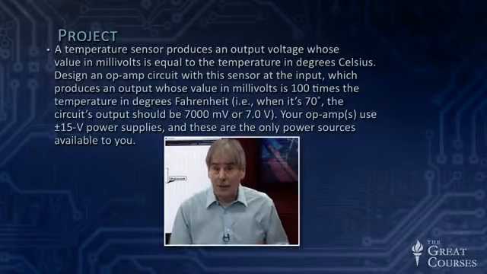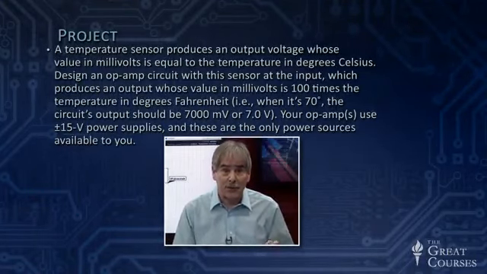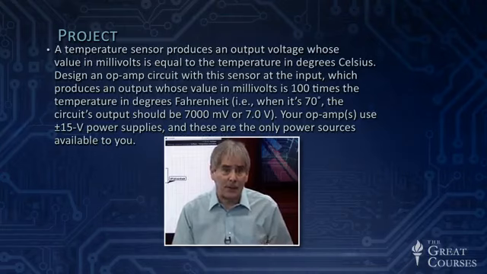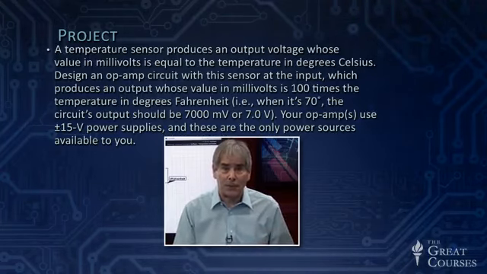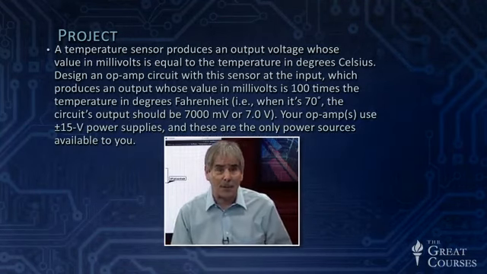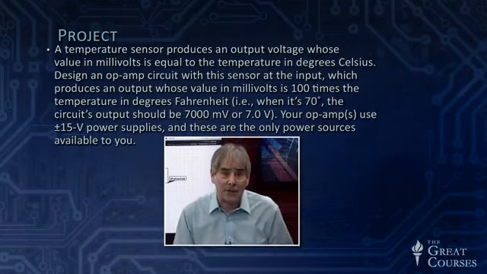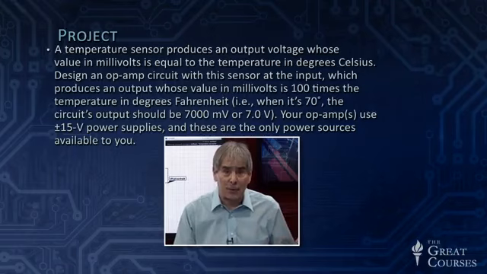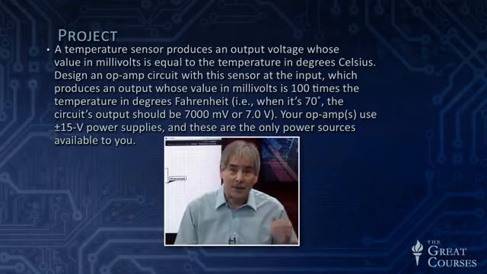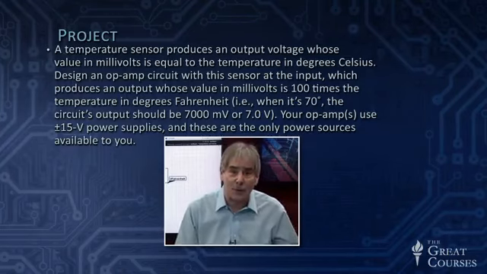Okay, well, this is a pretty challenging project. You've now got a fairly sophisticated understanding of op amps and what they can do. So your project is this. You're building an electronic thermometer, and you have a temperature sensor that produces an output voltage whose value in millivolts is equal to the temperature in Celsius. So when, for example, it's 20 degrees Celsius, you get 20 millivolts. You're to design an op amp circuit with this sensor at the input, which produces an output whose value in millivolts is 100 times the temperature in Fahrenheit. That is, when it's 70 degrees outside or inside or whatever the sensor is sensing, the circuit's output should be 7,000 millivolts or 7.0 volts.